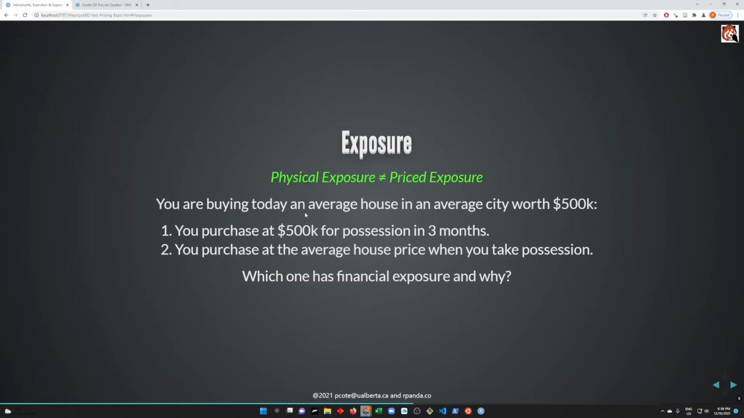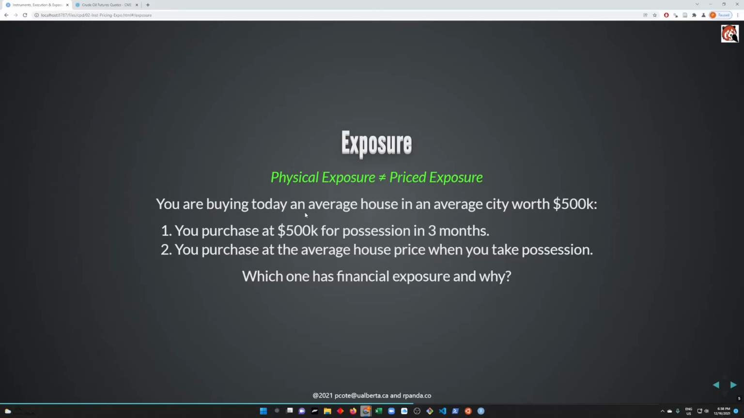So let's say house prices go from $500,000 to $1 million between the time we sign the contract and the time we take delivery. In the case of option one, we've agreed to purchase the house at $500,000 and it is now worth $1 million. So we can resell the house and effectively collect the additional $500,000 in profit.